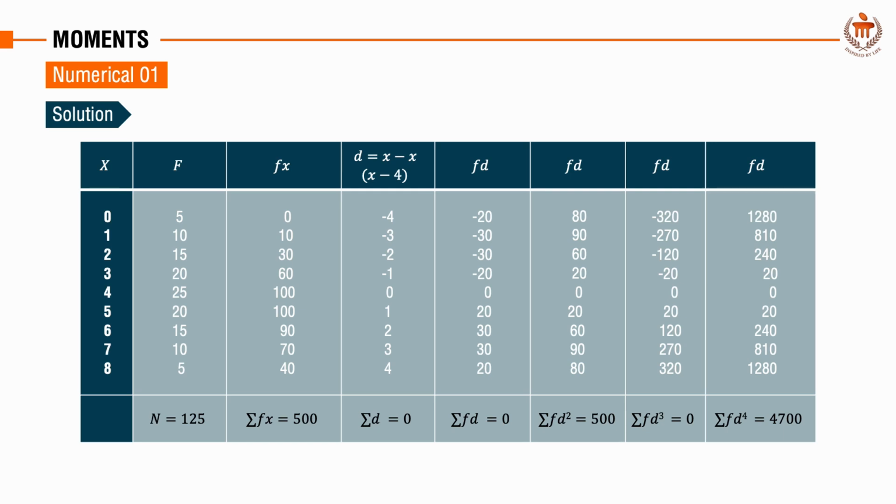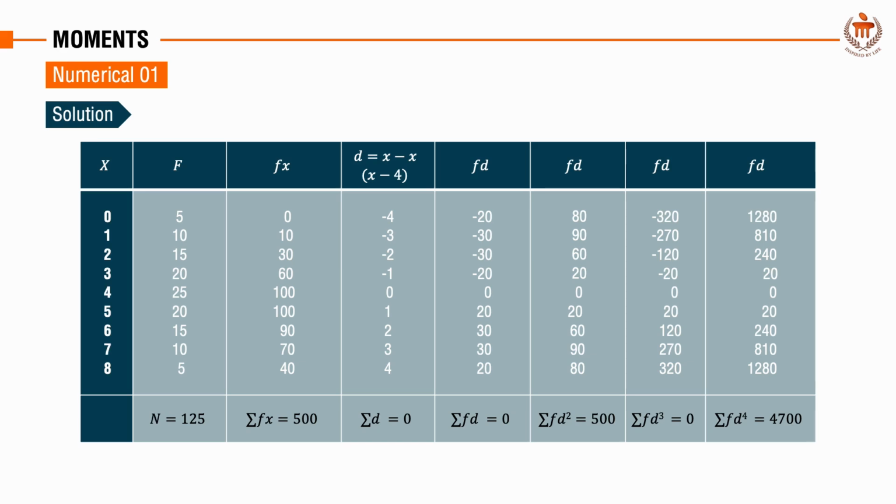So 0 minus 4, 1 minus 4, 2 minus 4, 3 minus 4, 4 minus 4, 5 minus 4, 6 minus 4, 7 minus 4, 8 minus 4. We can do this, and we got the d value. And then we can do the summation of d. Whatever d value we got, we multiplied with f. So we got f into d, and the sum of that will give us 0.